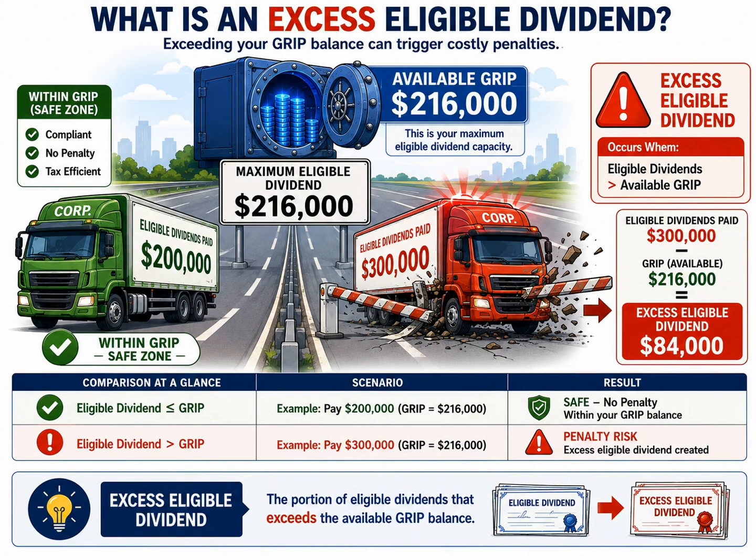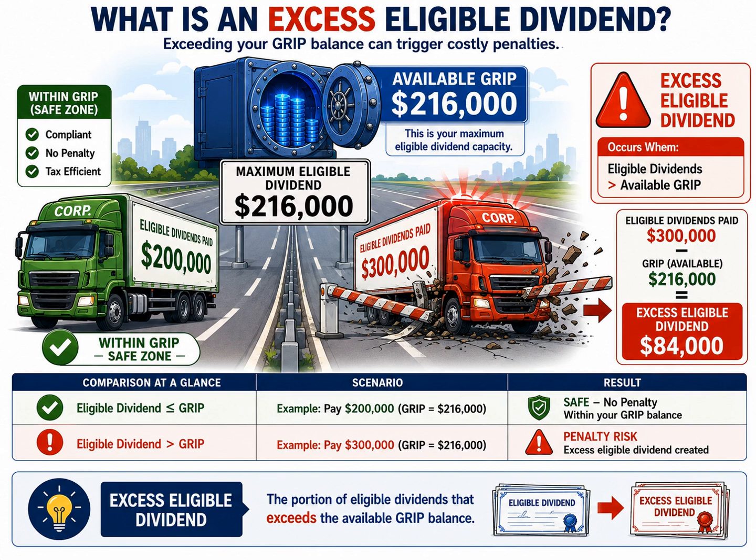Now that we understand GRIP and eligible dividend capacity, let's look at one of the most important compliance rules in corporate tax planning. What happens when a corporation pays more eligible dividends than its available GRIP balance? The answer is called an excess eligible dividend. Think of GRIP as a speed limit for eligible dividends.